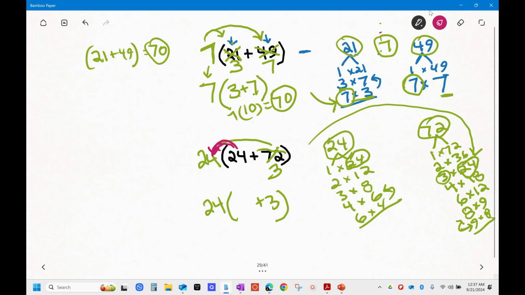When you're taking 24 out of 24, let's look at this factor tree over here. What times 24 equals 24? Well, that's 1, isn't it? 1 times 24 equals 24. So this 24 doesn't just go away because we took it out and put it outside the parentheses. This 24 turns into a 1.